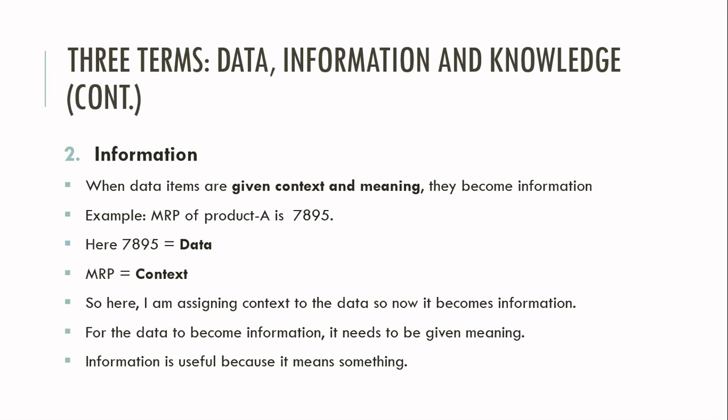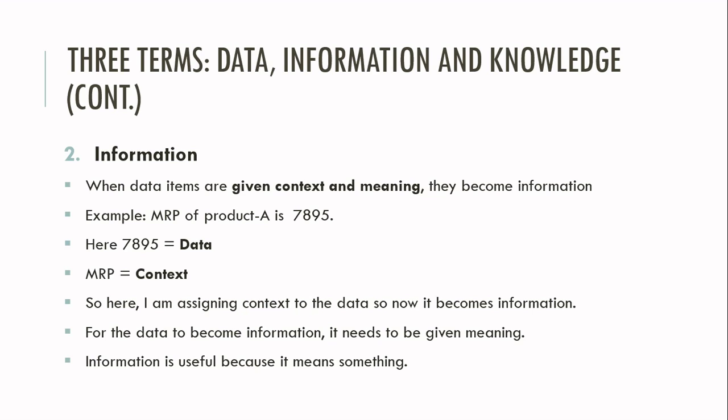Now I am providing some meaning to that number. For example, I said that this 7895 is the MRP of product A. So now this number got some meaning. So here data is 7895 and the meaning or the context is MRP of product A. So here I am assigning the context to the data, so now it becomes information. For the data to become information, it must be given a meaning. Information is useful because it means something.